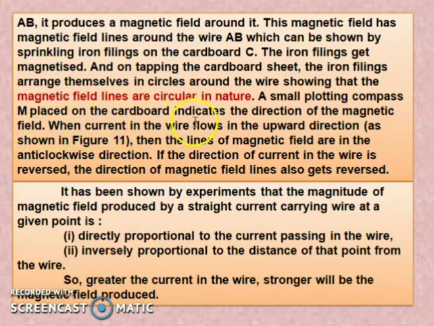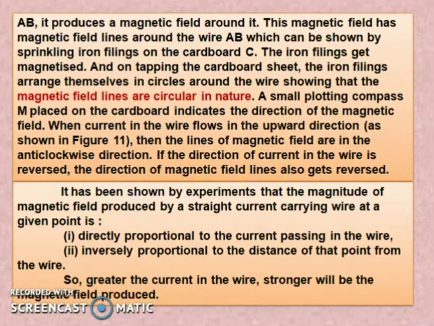When the current in the wire flows in the upward direction, the lines of magnetic field are in an anti-clockwise direction. If the direction of the current in the wire is reversed, then the direction of the magnetic field lines also gets reversed.